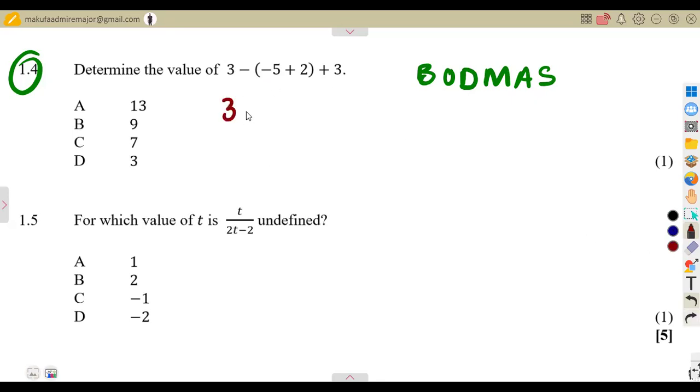That is 3 minus what is inside of the bracket. That is -5 plus 2. -5 plus 2, that is a -3. Since there is a sign, you're going to just write it as a -3 inside of a bracket. We simplified what is inside of a bracket, but whenever you're given two signs following each other, it is important that the second one, you put it in a bracket.